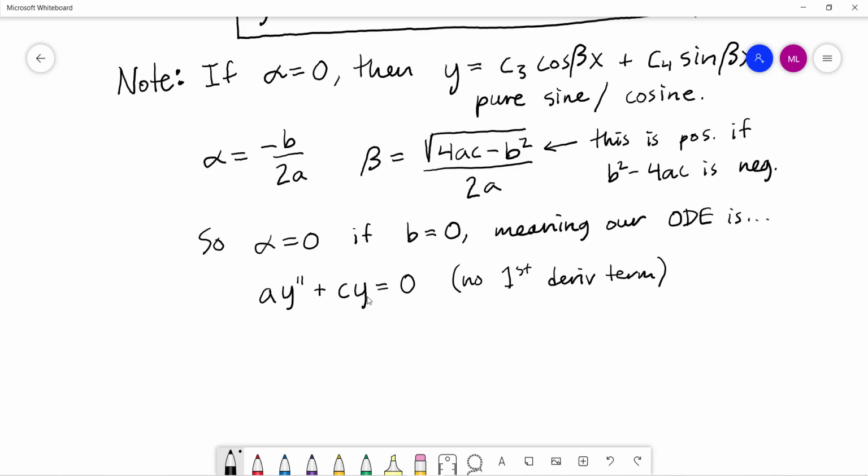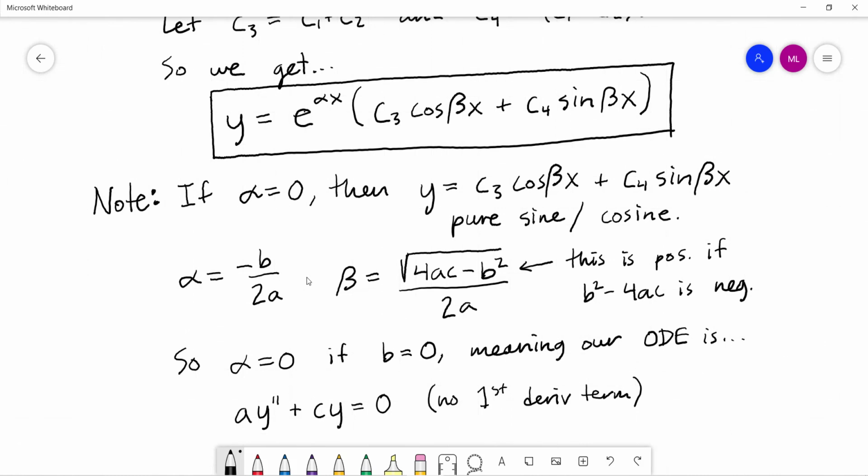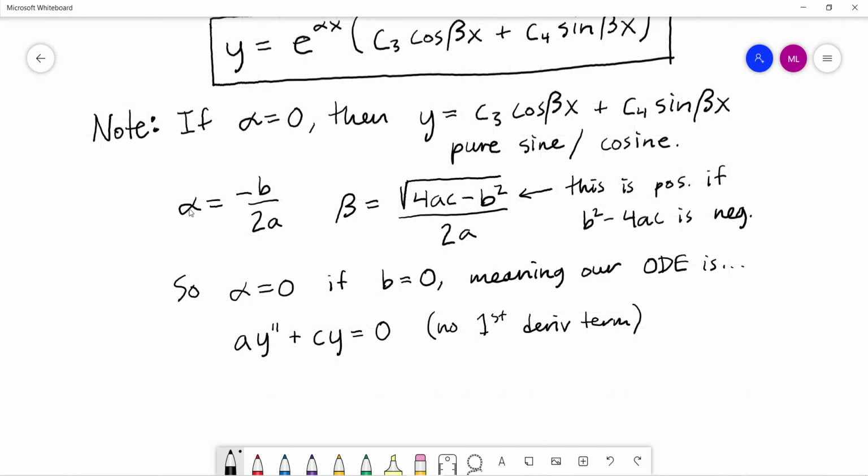that leads to pure sine and cosine solutions. So basically, if alpha is 0, that leads to pure sines and cosines, because again, this exponential just becomes a 1. But when does that occur? Well, that occurs when, here's our alpha expression, this can only be 0 if b is 0. When b is 0, it means the original differential equation is missing that middle term where the b coefficient normally sits. So we only wind up with a y double prime term and a y term. This is what leads to pure sine and cosine oscillation terms.